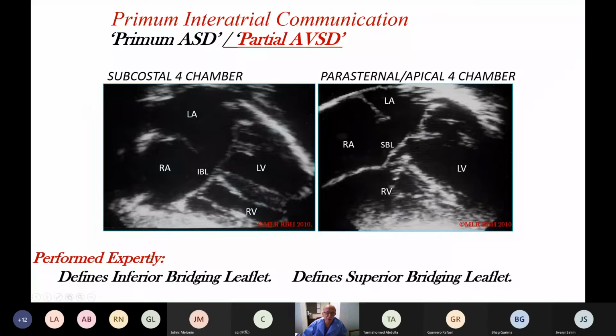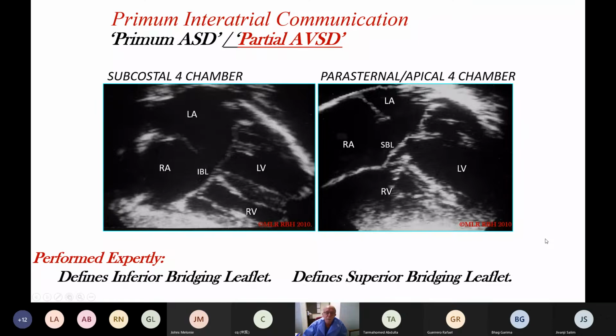In this primum defect, partial AVSD, the subcostal 4-chamber view shows the inferior bridging leaflet. The apical four-chamber view shows the superior bridging leaflet, and commonly underneath the superior bridging leaflet there's a recess. So the superior bridging leaflet attaches to the ventricular septum at this point. You often see this recess, which is not a VSD. It's better just to say it's a recess underneath the superior bridging leaflet.